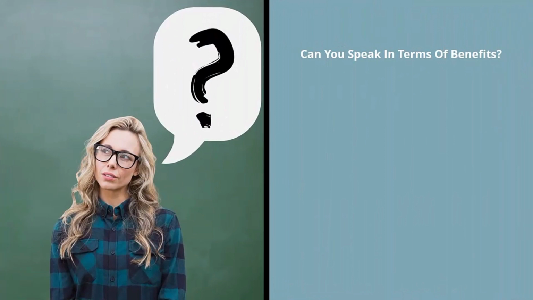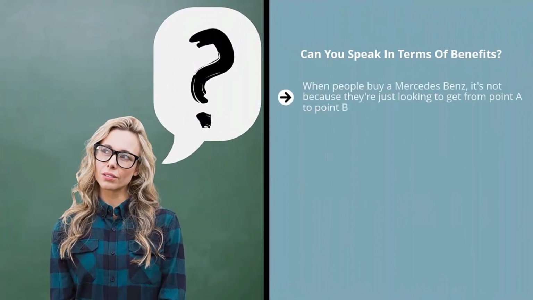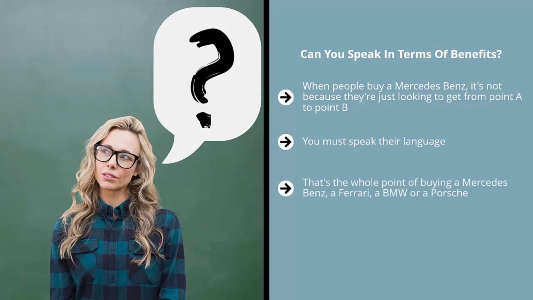Can you speak in terms of benefits? When people buy a Mercedes-Benz, it's not because they're just looking to get from point A to point B. If that's all they wanted, they could have bought one of many cheaper brands. You must speak their language. What is their reason? They're looking for luxury. They're looking for tangible proof that they can show to other people that they have arrived at a higher social status. That's the whole point of buying a Mercedes-Benz, a Ferrari, a BMW, or a Porsche.